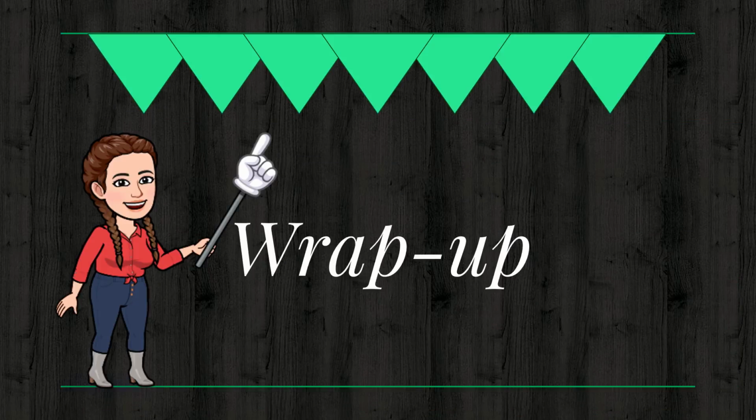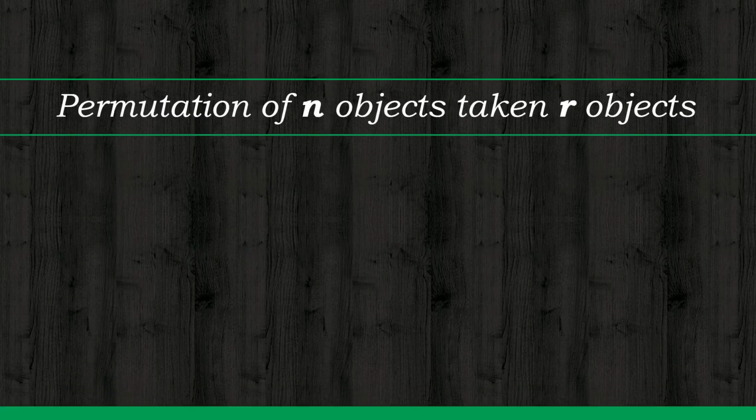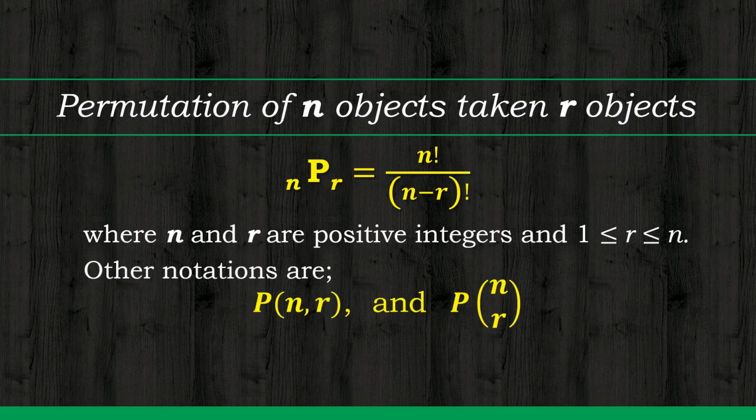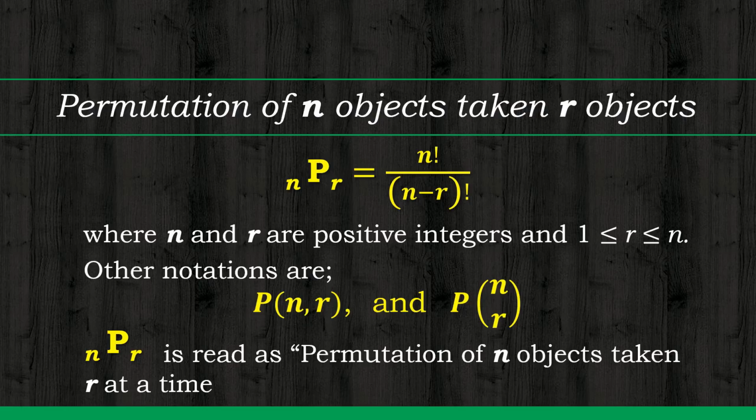Let's wrap up what you learned today. Permutation of n objects taken r objects has the following formula. Permutation of n taken r at a time is equal to n factorial divided by n minus r factorial, where n and r are positive integers and r is greater than or equal to 1 but less than or equal to n. Other notations: the expression nPr is read as permutation of n objects taken r at a time.